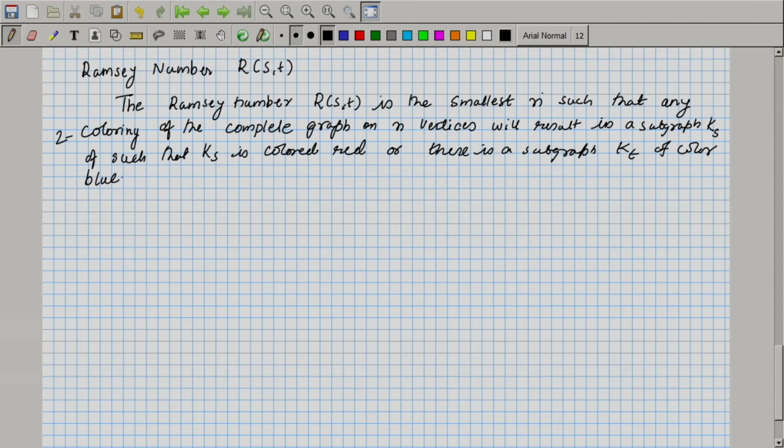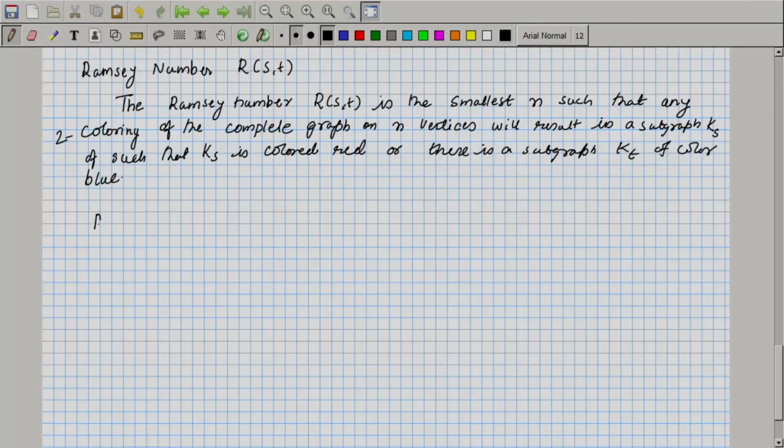Clearly, if n has this property, then n plus 1, n plus 2, all those numbers will also have it. The smallest such n is what we are interested in. It was shown by Ramsey that R(S,T) is finite for every S and T. Now, what we are interested in is how large R(S,T) will be.